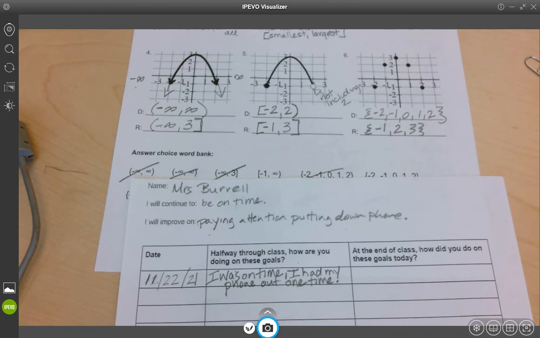Been cooperating with your classmates? Have you been spending less time on your phone? Excellent, so write that. I've been cooperating and I didn't touch my phone.